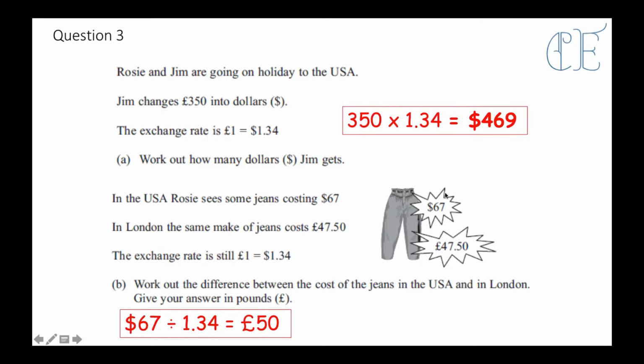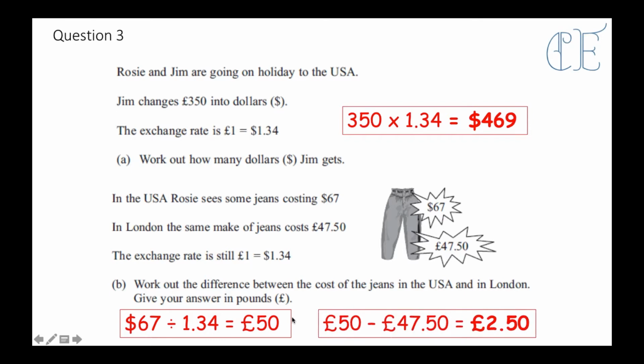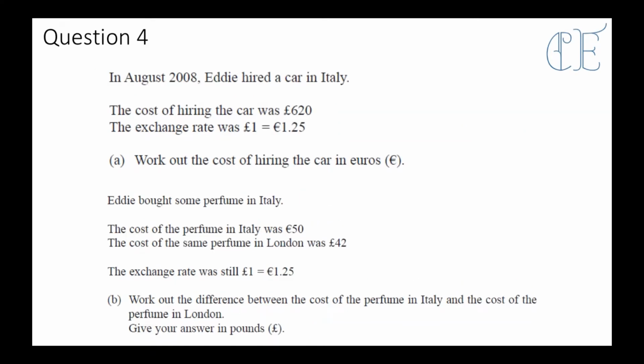So if I'm already in dollars, I have $67, it means I'm here. And to go back to pounds, I need to go this way, which means I need to divide. So 67 divided by the exchange rate of 1.34. And that gives me £50. Okay? So it says work out the difference between the cost of the jeans. So obviously in London they were £47.50, and in America the equivalent is £50. So I just need to do 50, take away 47.50, leaving me with £2.50 difference. Okay, I hope that makes sense.